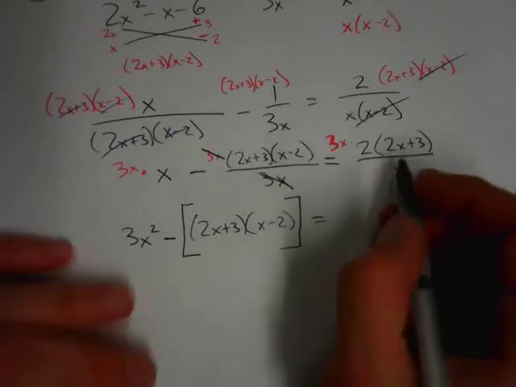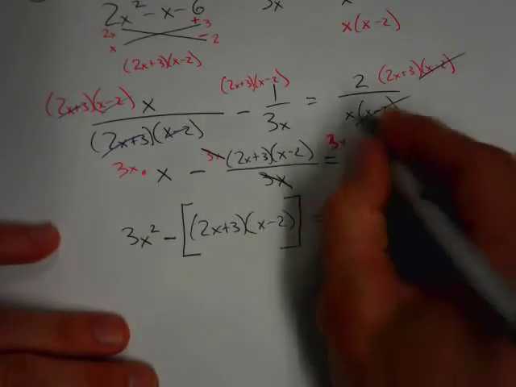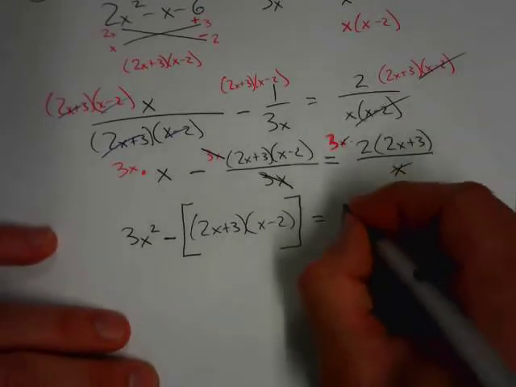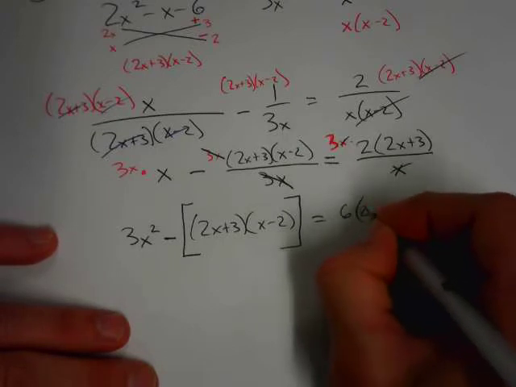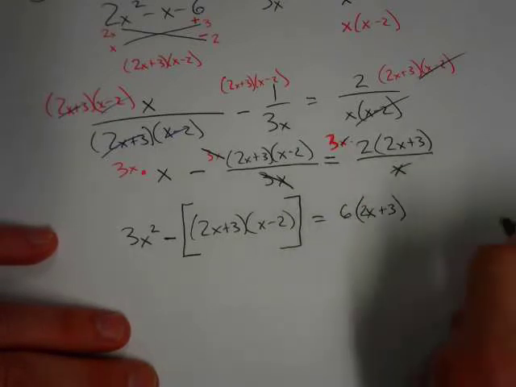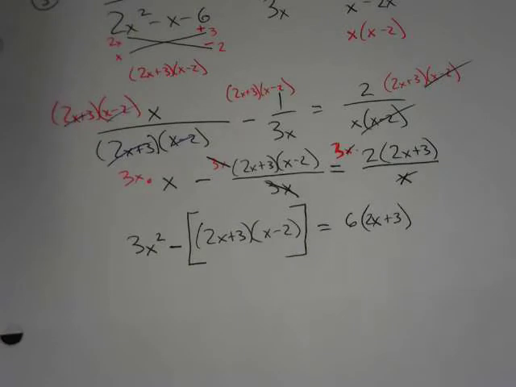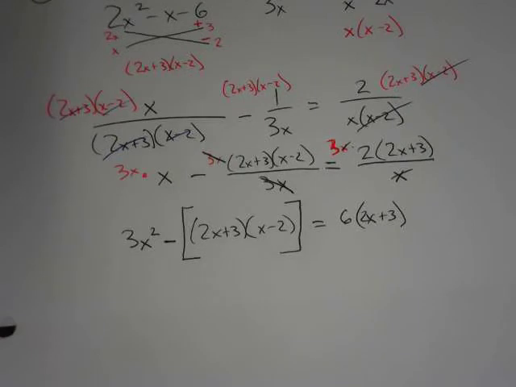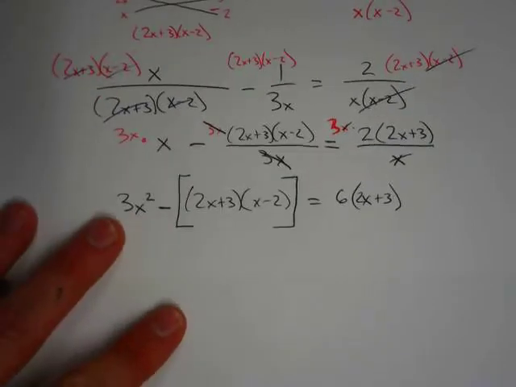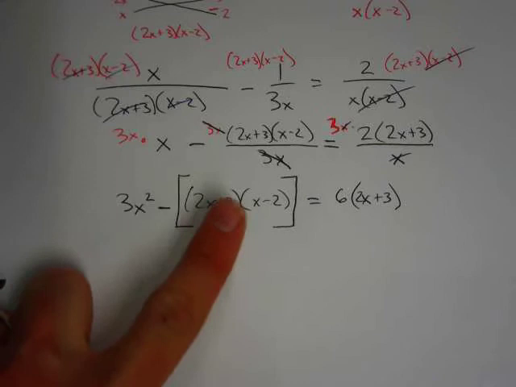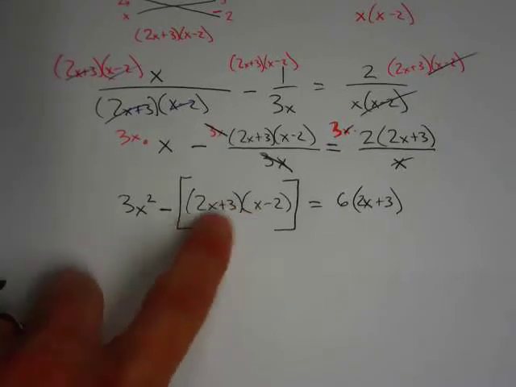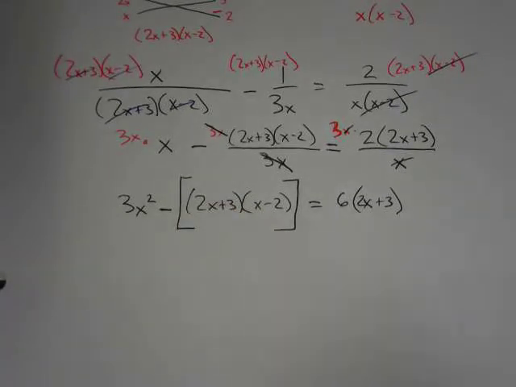Now on the other side of the equal sign, we have an x and an x that cancels, and so we're left with 6 times 2x plus 3. Okay? So now we have this bizarre looking, what in Yiddish, mishigas, like craziness. It's like just nuts. The first thing I'm going to do is simplify this. I now want to simplify what's inside that big bracket.